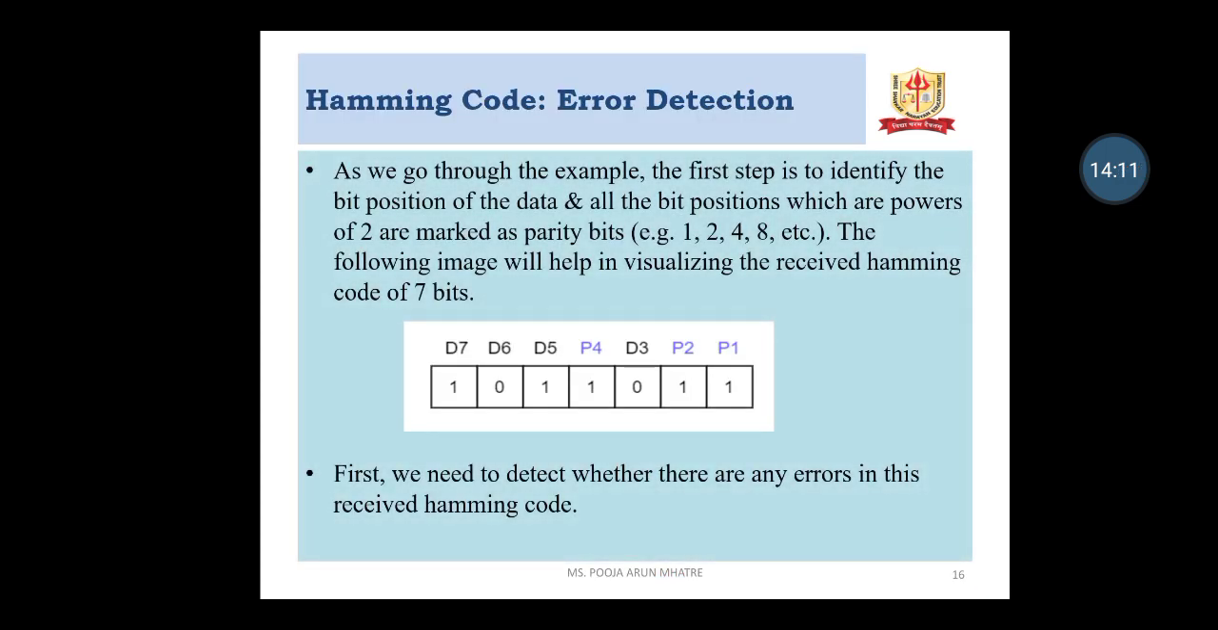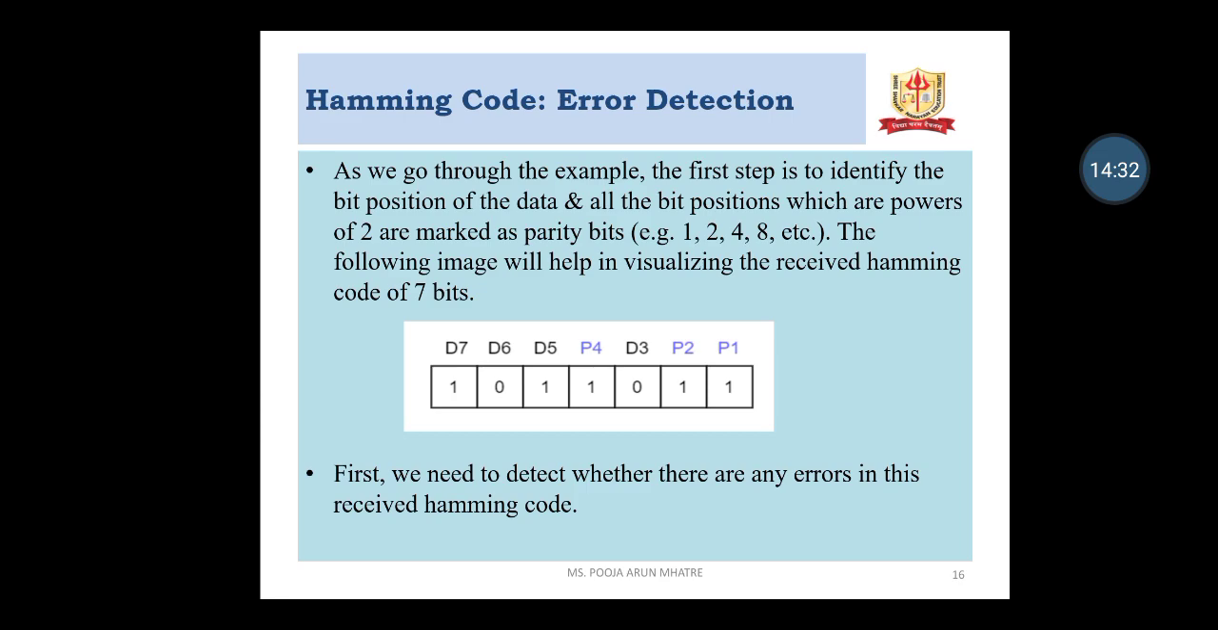Hamming code for error detection. As we go through the example, the first step is to identify the bit positions of the data, and all the bit positions which are powers of 2 are marked as parity bits, that is 1, 2, 4, 8, etc. The following image will help to visualize a received Hamming code of 7 bits.